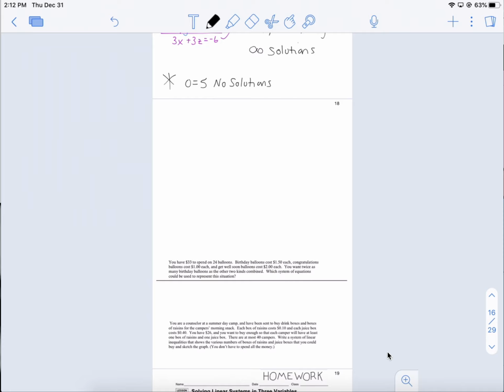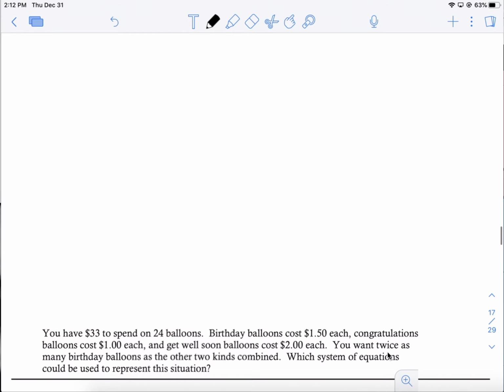All right. In this first problem, we're going to have to not only solve it, but write our own equations for that. So let's go ahead and look at the first equation. It says you have $33 to spend on 24 balloons. So we're looking at 2 things right now: money and balloons. If I go through this problem, I'm going to read it first so I know how many variables I have.